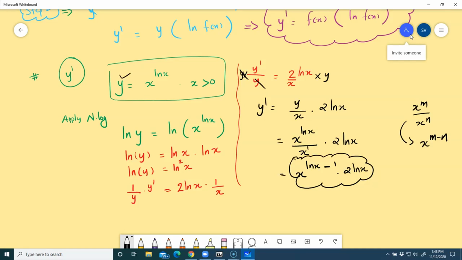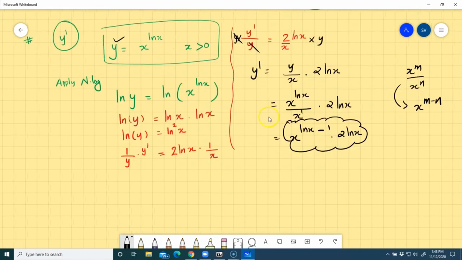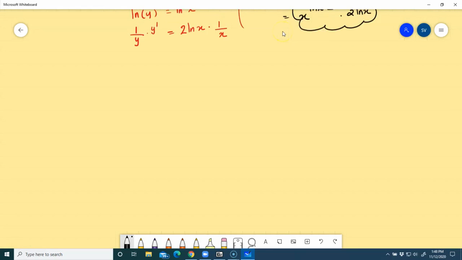y is equal to x to the power ln x, and x greater than 0. So that is a base level problem you can expect in your 11th or 12th grade level. Let me explain another problem. So problem number 2.